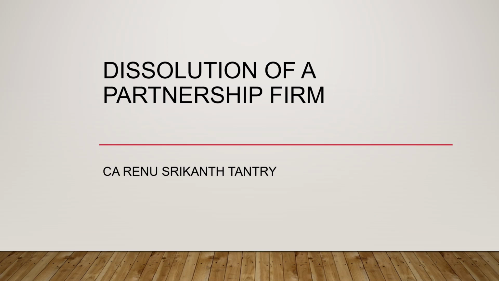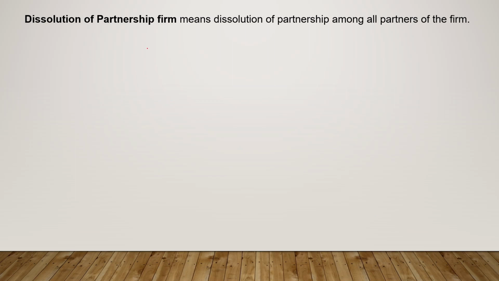The upcoming videos. Today we are going to be learning about dissolution of a partnership firm. Now, what is dissolution of partnership firm? It means dissolution of partnership among all the partners of the firm. Now, we have learned about admission of partner, the death or retirement of partner. There is dissolution of partnership amongst the partners, but it continues with the remaining continuing partners who continue the business with a new agreement. But here, what we're talking about is dissolution of partnership firm.